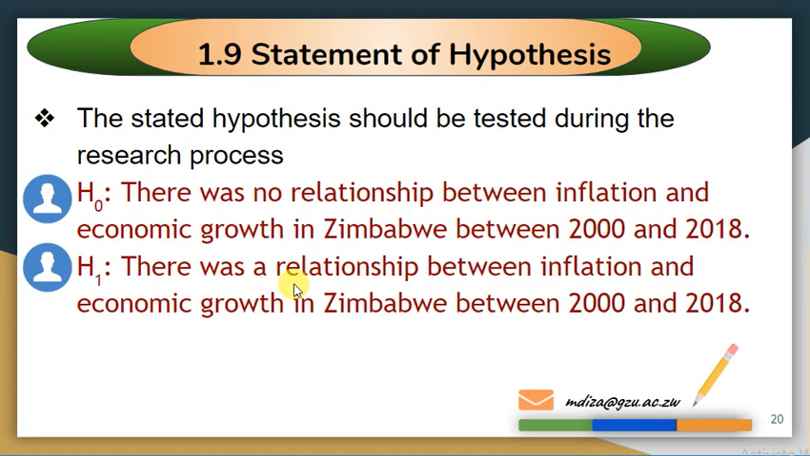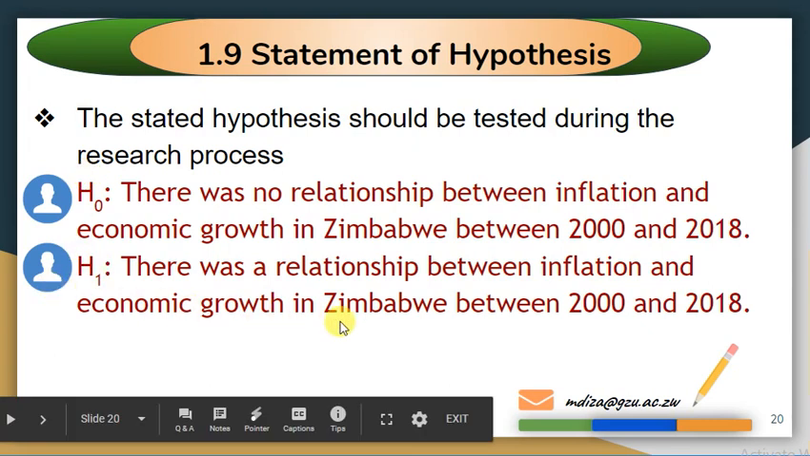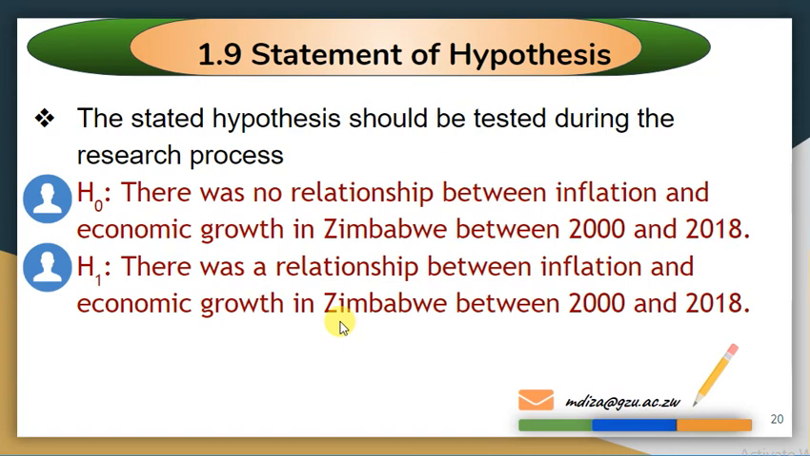The hypothesis is normally made up of the null hypothesis, that is the H naught, and the alternative hypothesis, as illustrated here. There was no relationship between inflation and economic growth in Zimbabwe between 2000 and 2018, and also the H1 is stated. So make sure that when you state your hypothesis, you test it using various hypothesis testing methods. And also, in the chapter that deals with data analysis, tell us whether you are rejecting H naught or you cannot reject H naught.